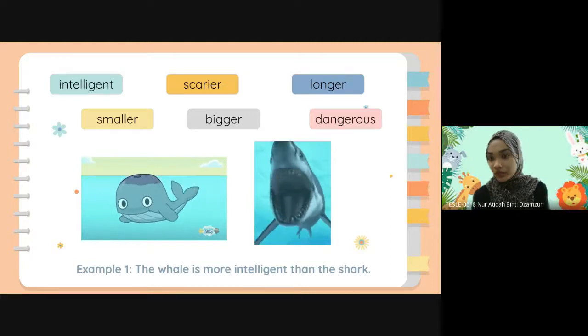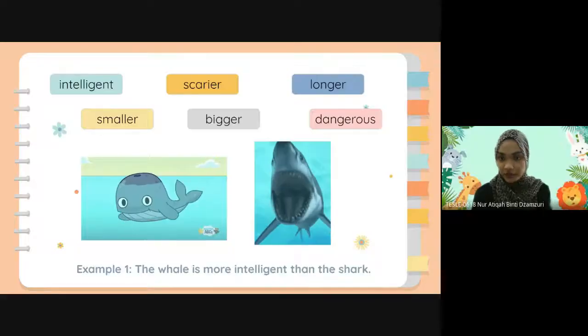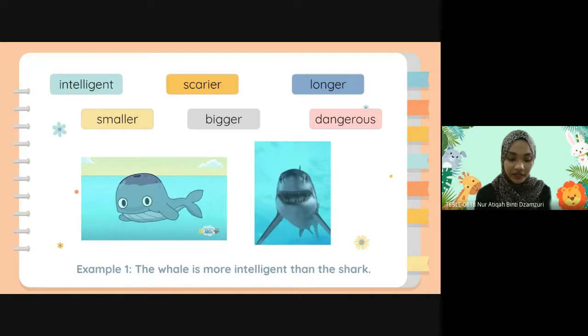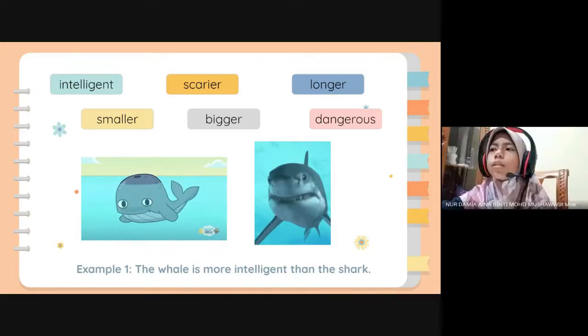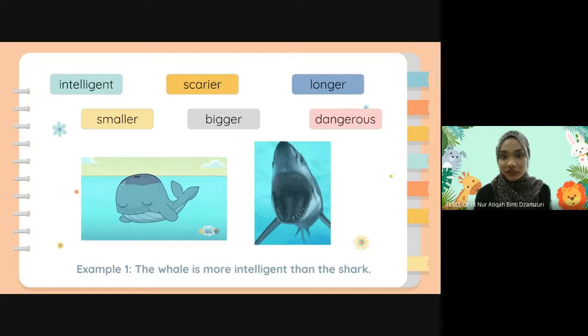Okay, who wants to help Zara? Okay, other than Darisa. Darisa is very good. Who wants to help Zara? Damia Aina, can you help Zara? Yes. Okay. Try to create a sentence. Use longer.